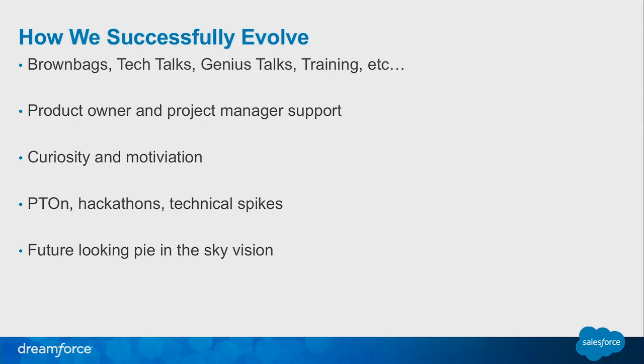The other thing that we have is our product owner and project manager support. And this is critical. If they're not going to give you the extra time to look into these topics, then you're going to be stuck using whatever technology you know. Another thing you need is just curiosity and motivation. You need a team that wants to do better, that wants to do better things. We have PTO, hackathons, technical spikes. Let our team just go wild with something they have in the back of their head, something they want to build.